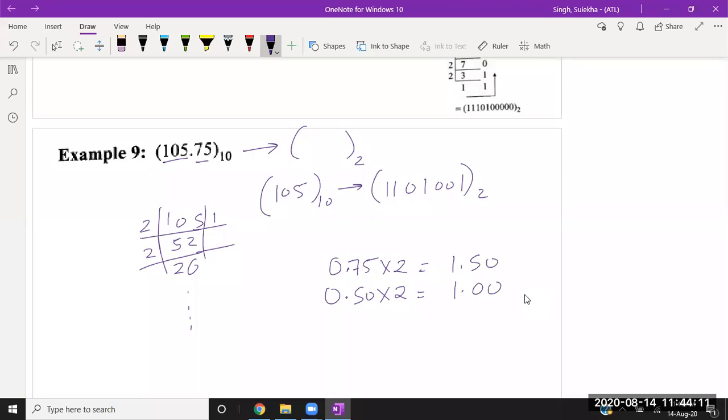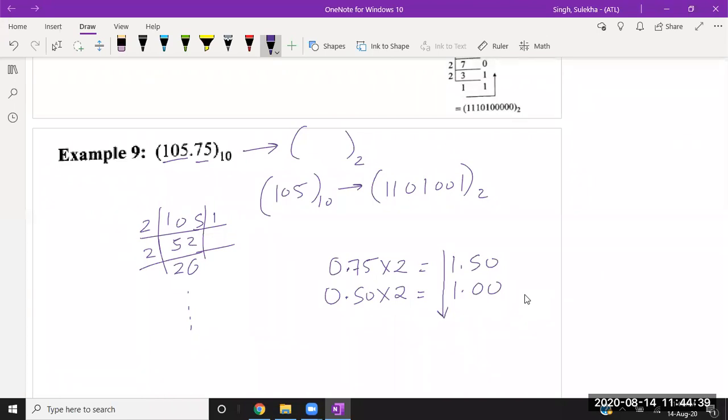Suppose you get a fractional part in this case also. Again you take that fractional part, multiply by 2, calculate the next number, again take the fractional part, and do the same thing until you get a proper integer. After getting these values, you need to write your answer in this format.